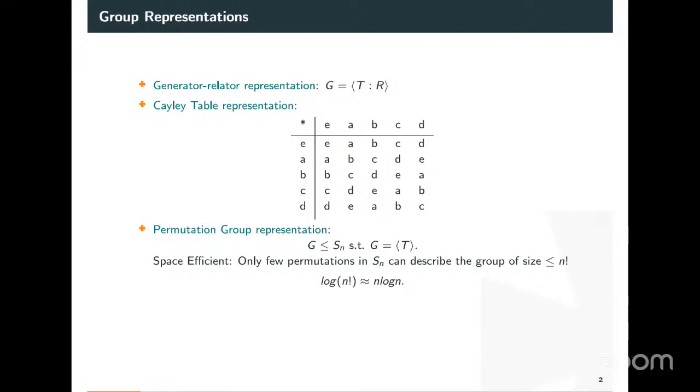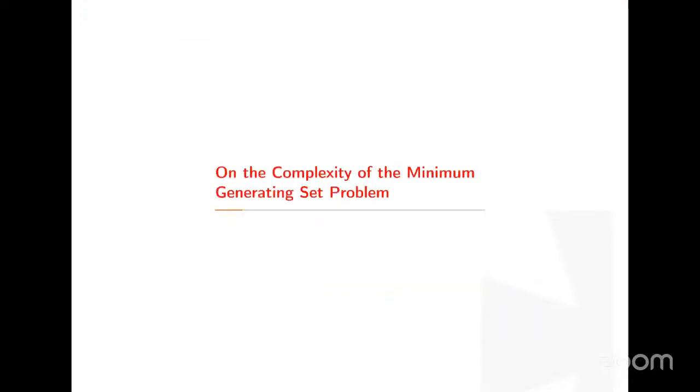If you notice, for the Cayley table representation, if the order of the group is n, then the input size is order n squared, or poly in n. While in the permutation group representation, the order of the group could be n factorial, but to represent the group we just need a few permutations from Sn. So in that sense, it's very efficient. So yeah, that is the group representation. Let me first go to the first problem that we will see.